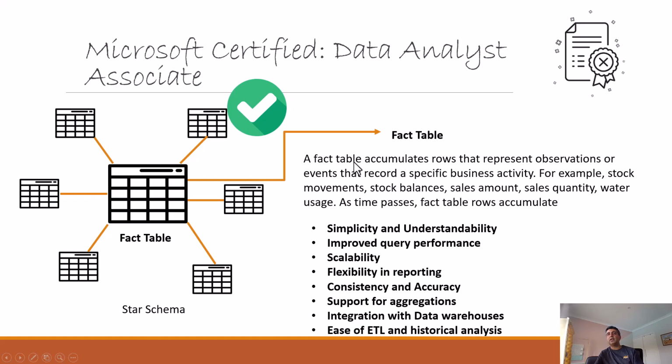A fact table accumulates rows that represent observations or events that record a specific business activity. So for example, sales amount, stock balances, sales quantity, water usage. These are all examples of facts. So the fact table is sitting in between. It's simple and understandable. You can say, this is my table which just talks about sales quantity or sales amount. It's because you've broken it up and just got numeric values in a fact table. So it's a smaller set of columns.